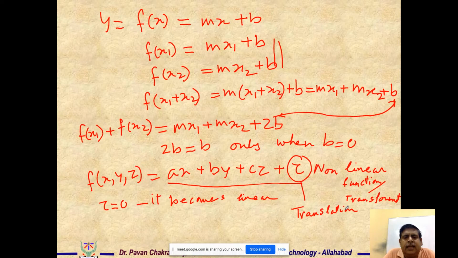So what we see is that we have different types of transformations, but the transformation with a translation is not a linear transformation. And we see that it is required that we need to have a linear function for a translation. Can we sort of make translation into a linear function? Now we do that by adding an additional dimension to it.